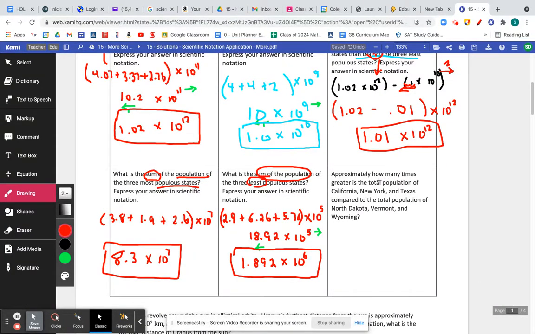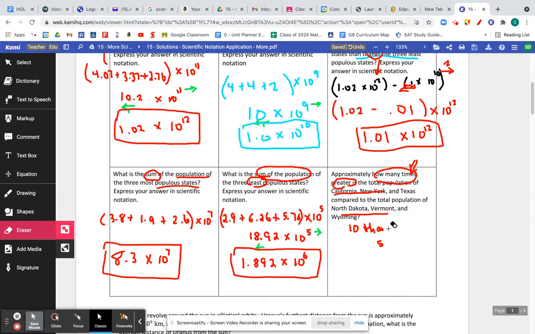Okay, number 10 says, how many times greater are the big 3 than the little 3? How many times greater is 8.3 times 10 to the 7 than 1.8 times 10 to the 6? It's kind of like saying, how many times greater is 10 than 2? And we would say 5, because if we want to find out how many times greater it is, we would divide the large one by the small one. And that's the strategy here. I'm going to take the large one and divide it by the small one.